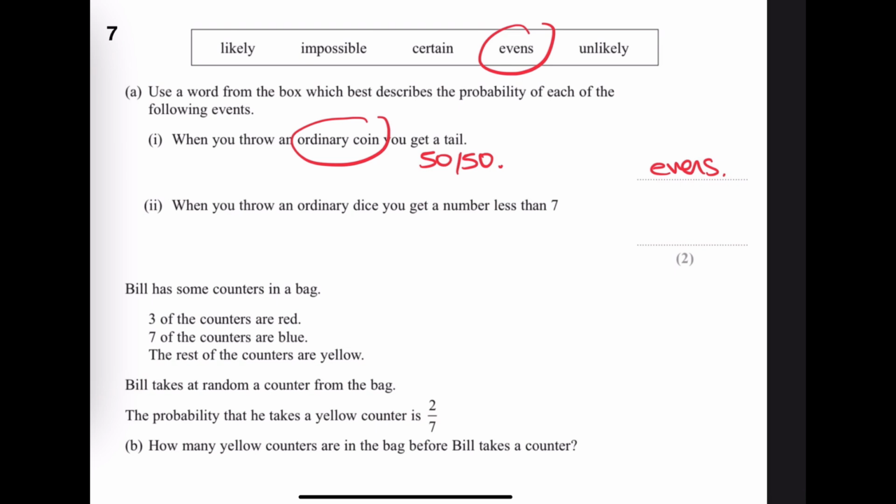2i, when you throw an ordinary dice, you get a number less than 7. We know that an ordinary dice goes from 1 to 6, which is all less than the number 7, meaning it is 100% chance that the number is going to be less than 7. Therefore, it's certain. Certain means 100% possibility.